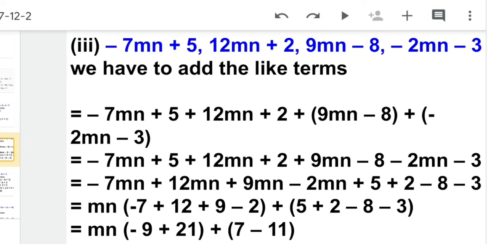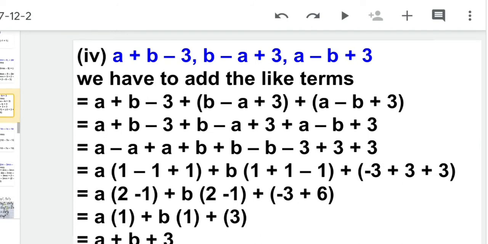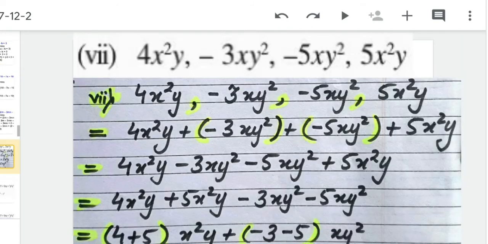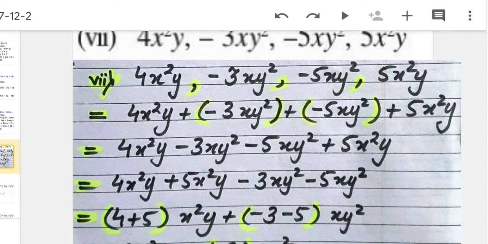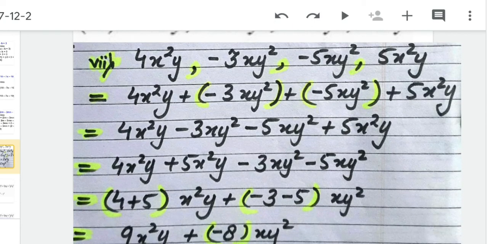Same thing you have to do in all the other parts. Now have a look at the question having power. So this is the 7th part. We have 4x²y − 3xy² − 5xy² and 5x²y. So let's write all the like terms together.